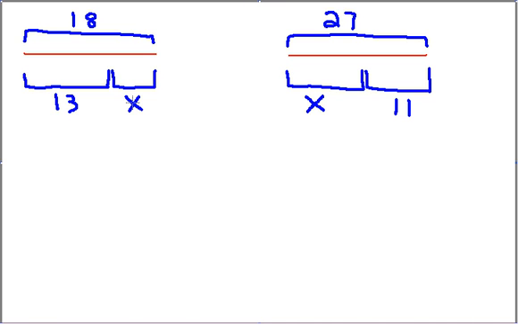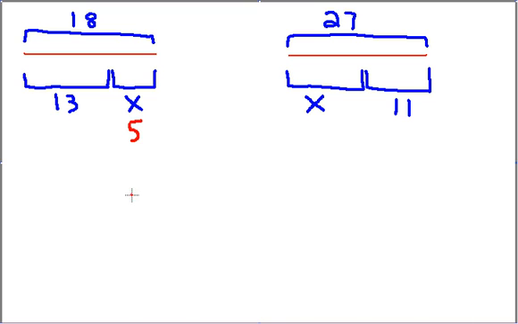Well, in this particular example here, we can figure out what x is by doing some simple subtraction. 18 minus 13 is what x equals. Well, what is 18 minus 13? Well, 18 minus 13 is 5. So x down here is 5. We figured out what x is.